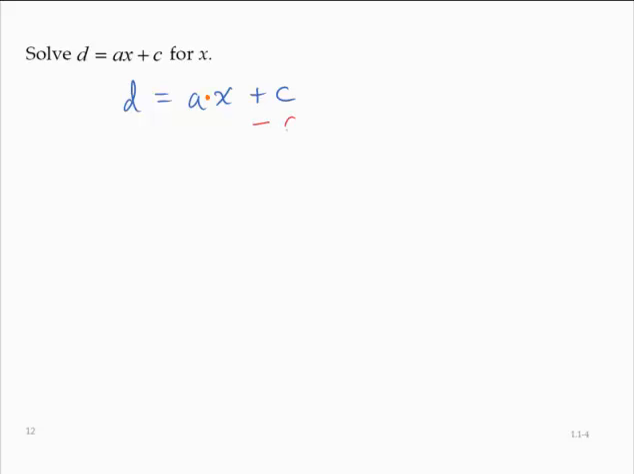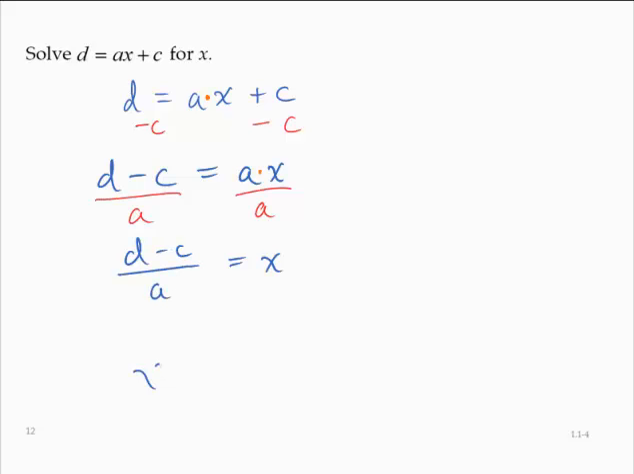We will subtract the c first from both sides of the equation. Now d and c are not like terms, so we cannot combine them. So d minus c is equal to ax. Now we still have that multiplication, and so we will undo the multiplication through division by a on both sides. And so then x is equal to d minus c over a, and we can turn it around. x is equal to d minus c over a.